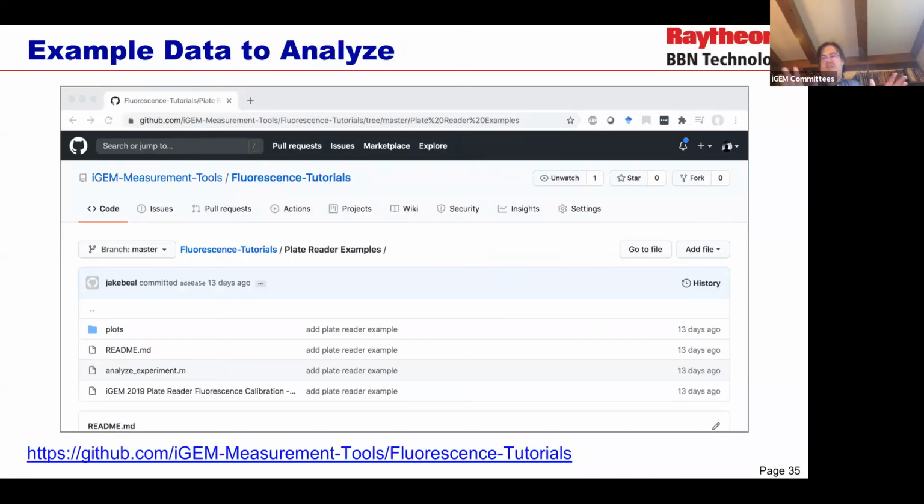So without further ado, let's actually look at a little bit of data. We've put some data up that you can play with if you want, with examples of analysis. If you go to GitHub, to the iGEM measurement tools organization, there's a fluorescent tutorials that has both plate reader and flow cytometry examples, and all the data that I'm going to show is up there, and all the analyses you can rerun yourself using MATLAB or Octave.